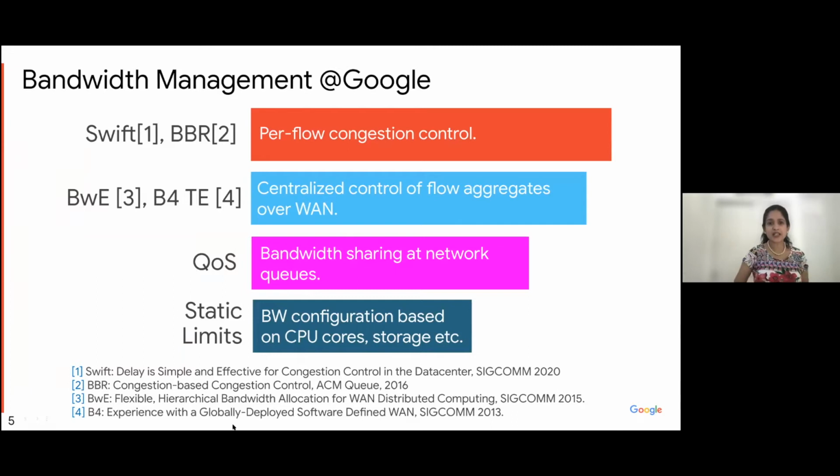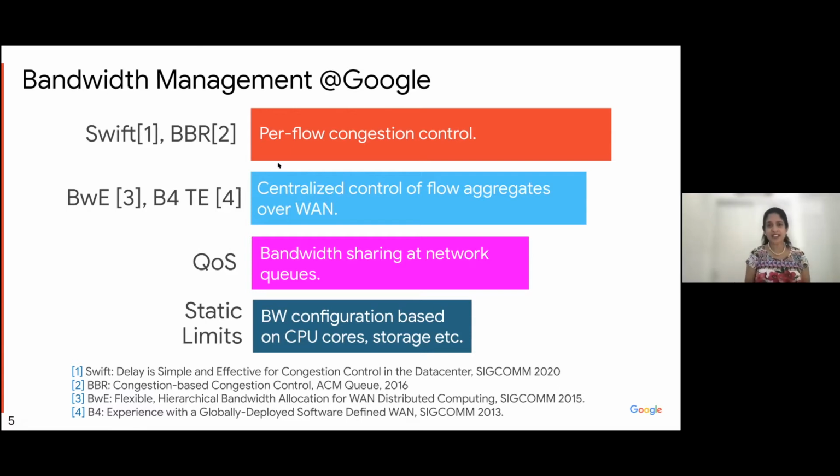Very broadly speaking, bandwidth management in Google is along these four key dimensions. The first one right on the top is per flow congestion control, which is typically done using Swift and BBR congestion algorithms. Per flow congestion control has traditionally resided in TCP-based stacks. However, more recently with RDMA and OS bypass transports, there is congestion control in non-TCP-based stacks as well.